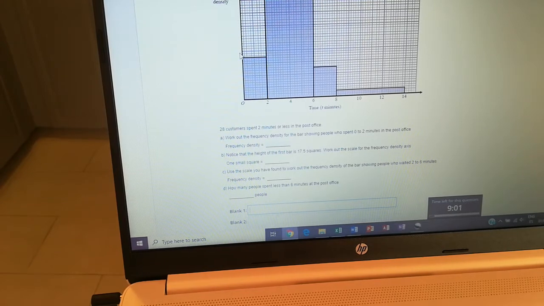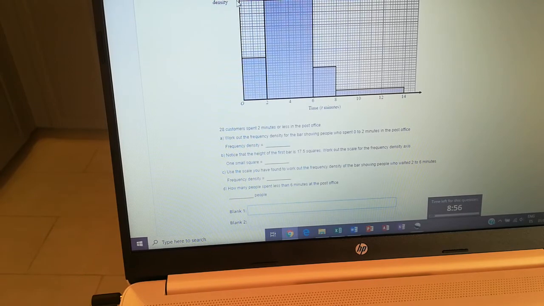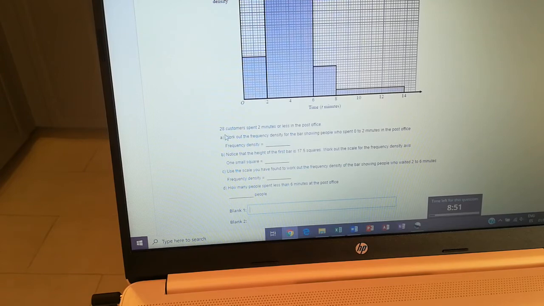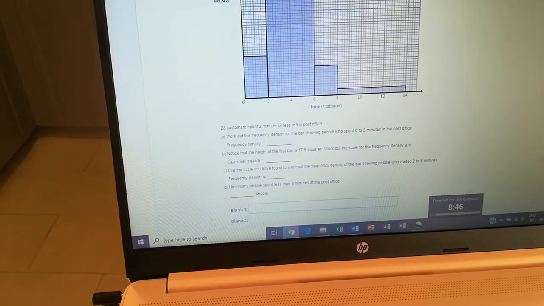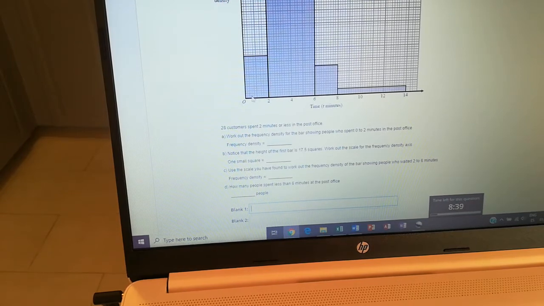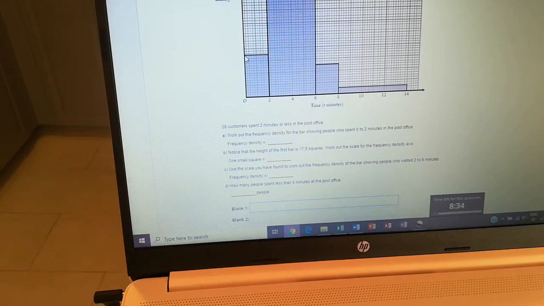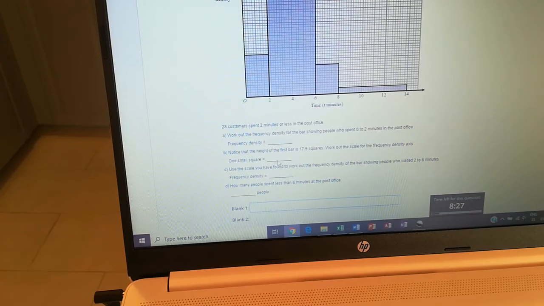There are 28 customers who spent 2 minutes or less. So in this bar, I would write that that's 28. If I could, I'd write here on the screen 28. Okay? And I need to work out the frequency density for the bar showing the people who spent 0 to 2 minutes in the post office. So if I can work out what that frequency density is, I can work out what that scale is using the number of squares. If I know that scale, I know the scale for the whole graph, and I can find the frequency densities for all of these bars and the frequencies for all of these bars, and I will know everything. So always look for the information.